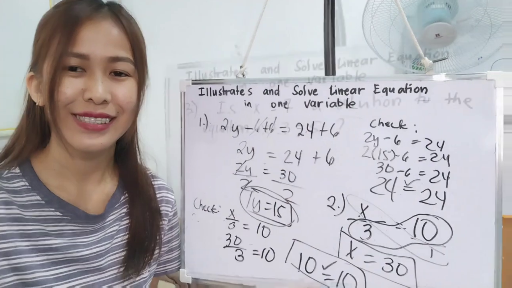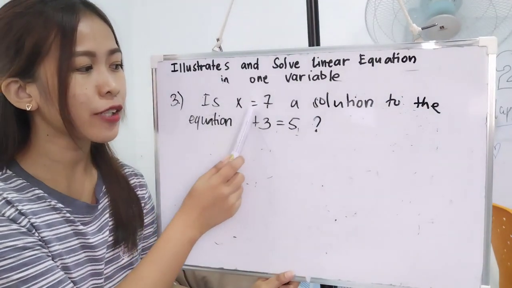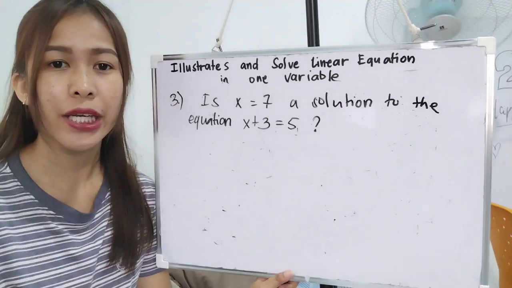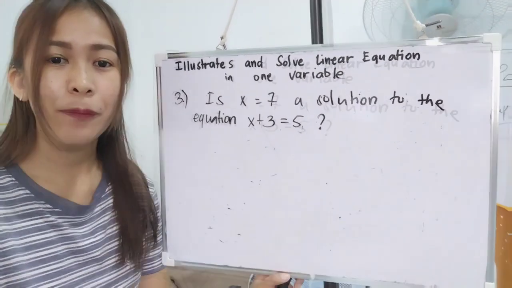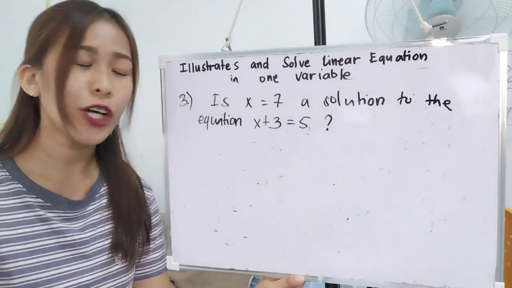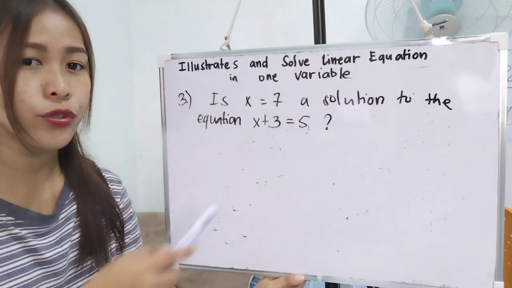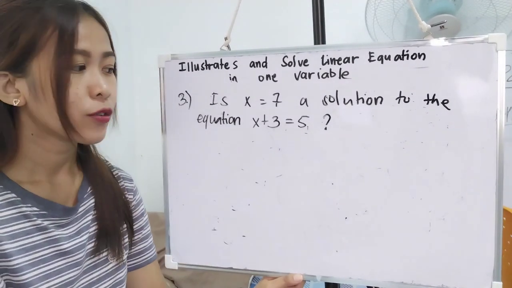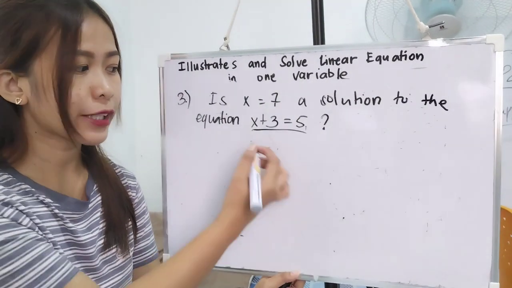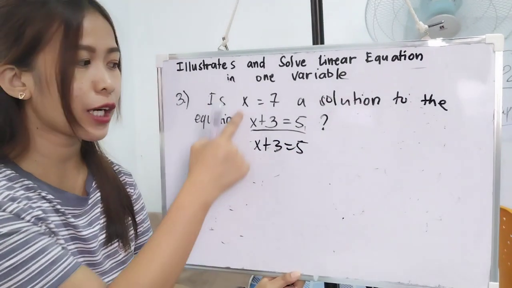Ganun lang kasimple. And now we have our example number 3. Is x is equal to 7 a solution to the equation x plus 3 is equal to 5? So kapag ganito yung situation, mga bunso, huwag kayo malilito kasi madali lang to at kaya nyo to. What we are going to do is to just substitute the value of x given to the equation given. Okay, kunin natin yan. x plus 3 is equal to 5. And then ano ba ang value ng x?